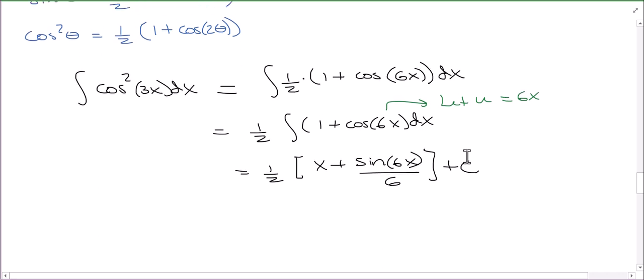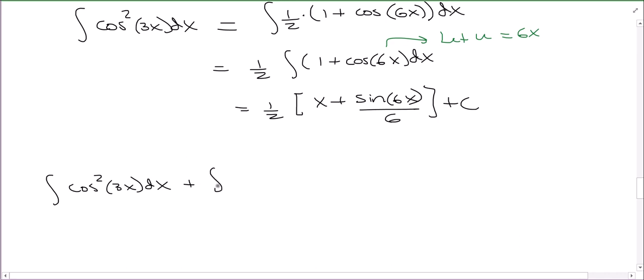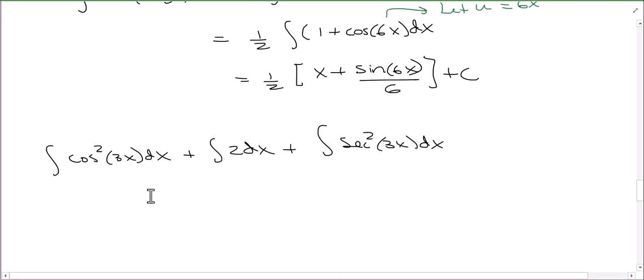So putting it all together, let me write the problem that we had. So we had the integral of cosine square of 3x dx plus the integral of 2 dx, the way I had split them up earlier, secant square of 3x dx. Now we integrated all the pieces separately, but we can now put them all together. So what did this one become? This is 1/2. And if you want to distribute that 1/2, you can.